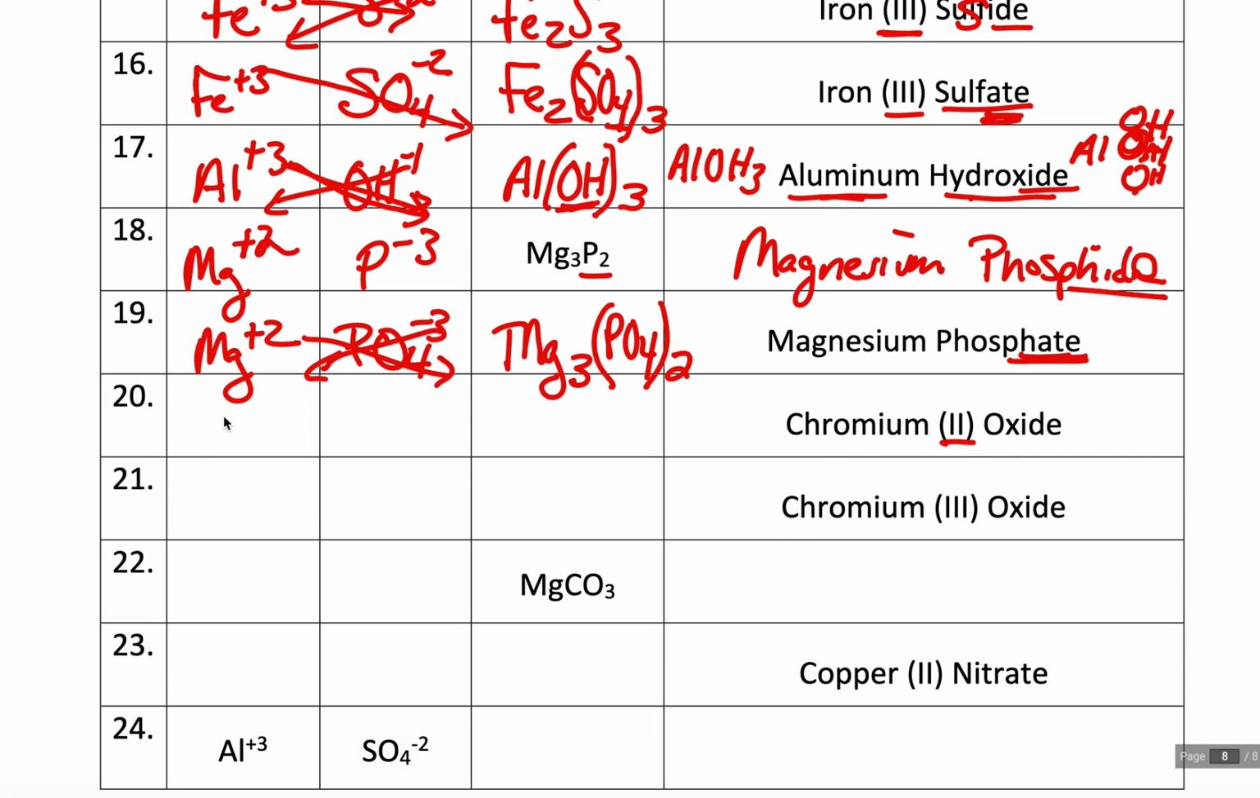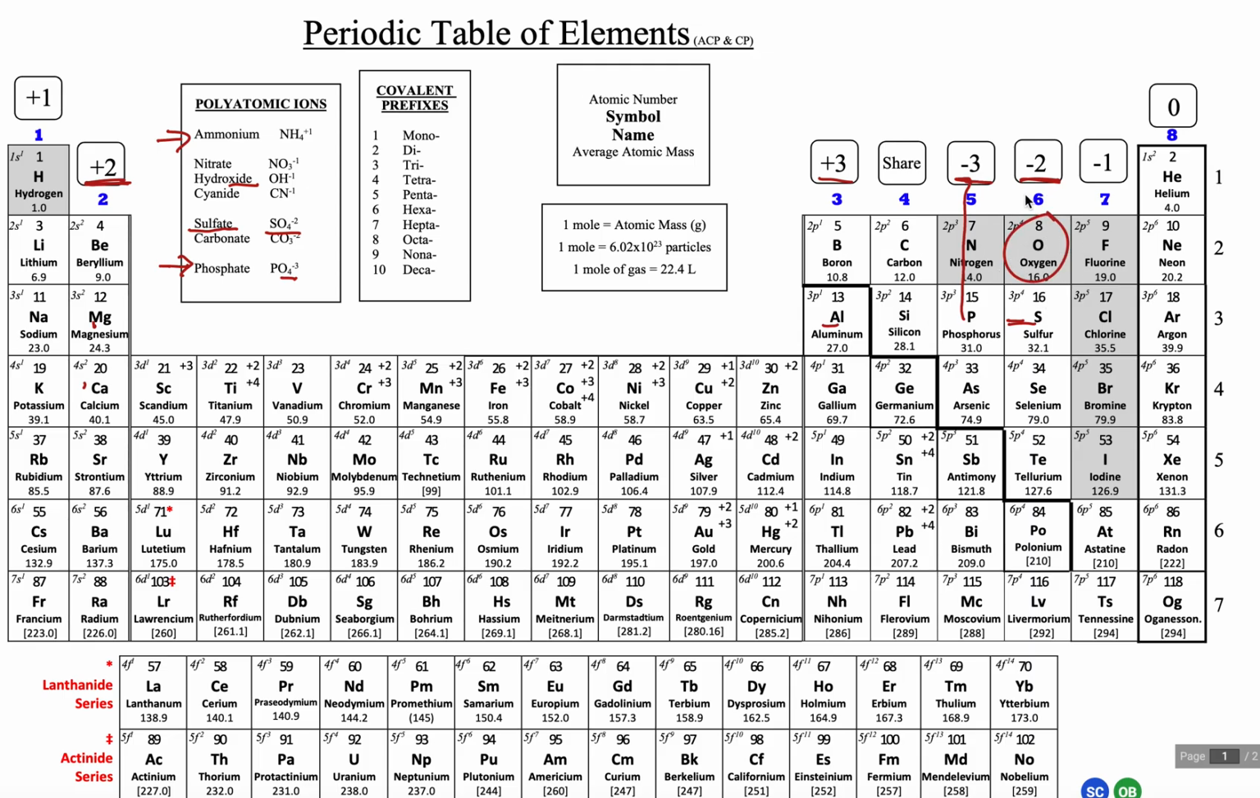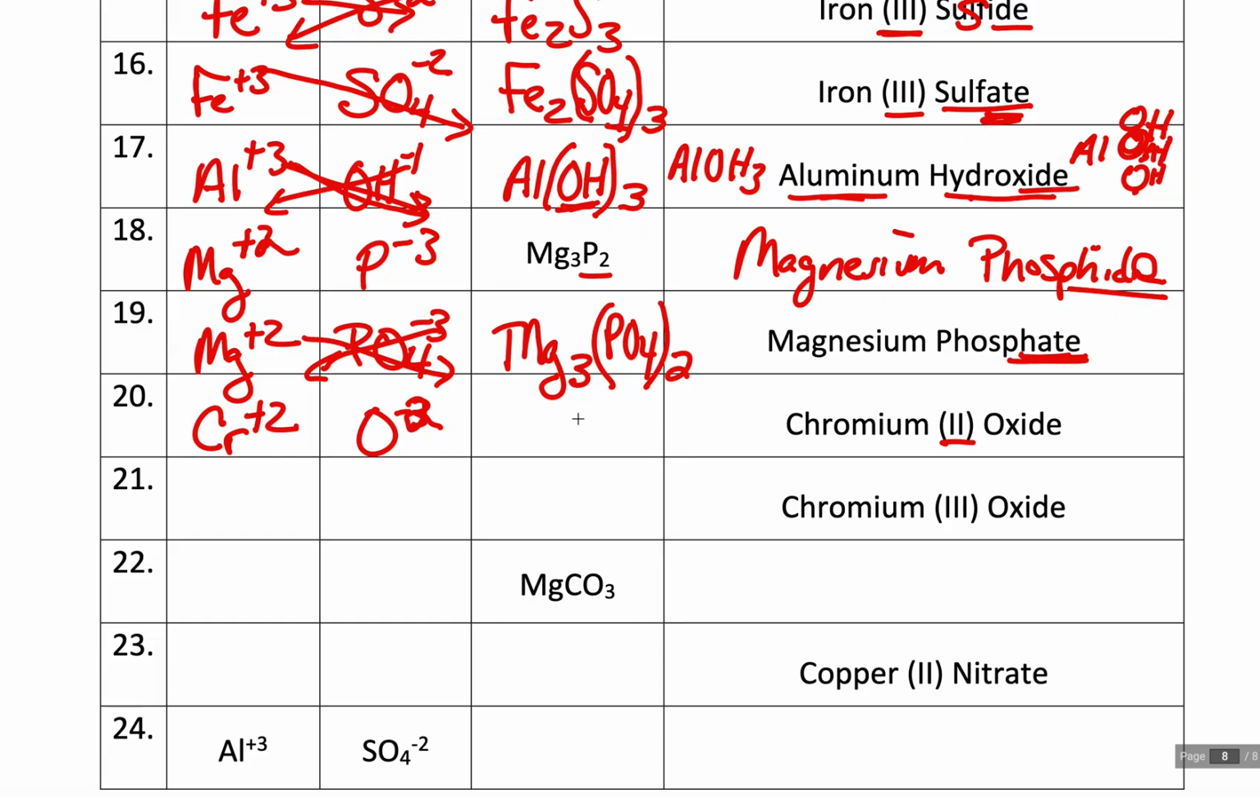Chromium 2 oxide. Chromium symbol, Cr, +2. It's hooking up with oxide, which is really oxygen. Oops, -2. How do we know that? It's oxygen. Always makes a -2. You just memorize that. So giving up 2, gaining 2, that's a 1-to-1 ratio, CrO.